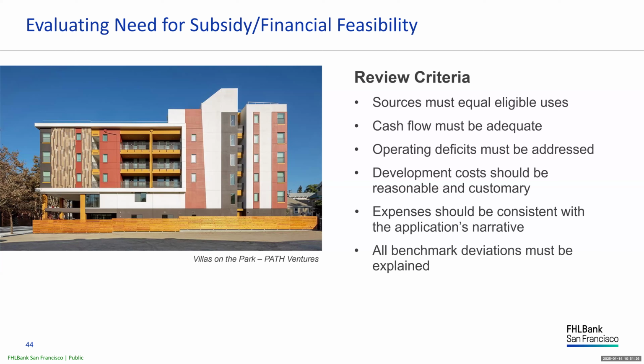We also check that the financials match the story being told in the application's narrative. The expenses indicated in the development budget must be consistent with the project's description and scoring sections. For example, under the community stability scoring section, if the project claims scoring points for mitigating the displacement of previous residents during construction with the relocation plan and compensation, then we expect to see relocation costs listed in the development budget. Lastly, we check if the project has any benchmark deviations, which I'll go into in detail on the next slide.